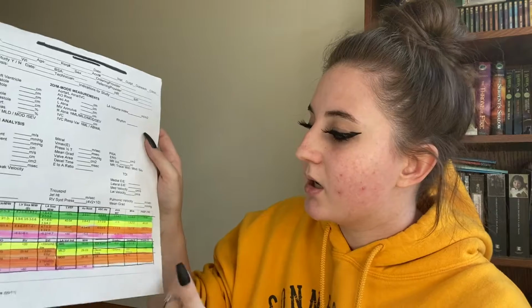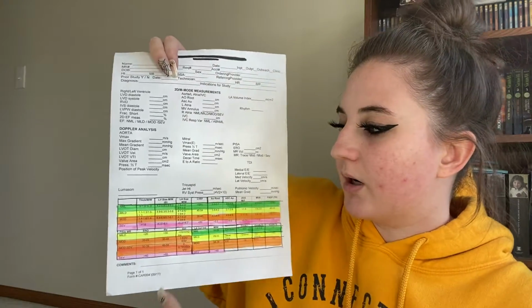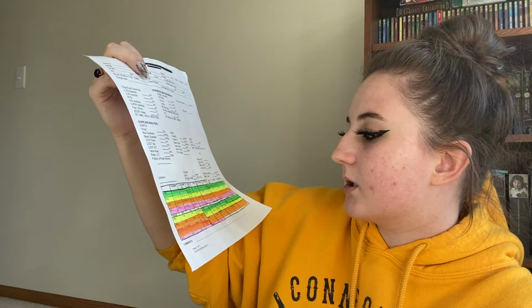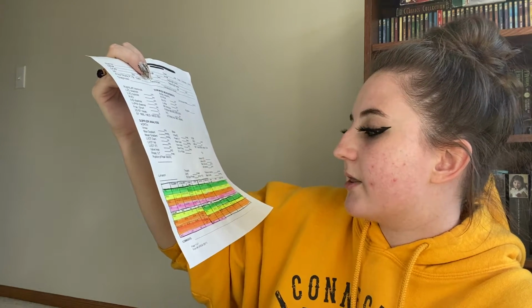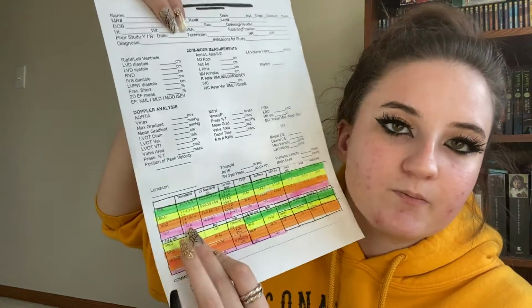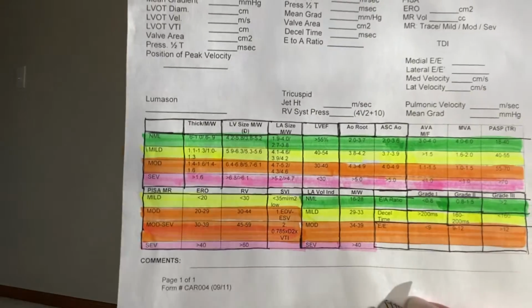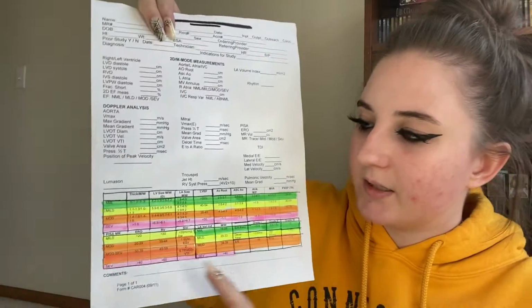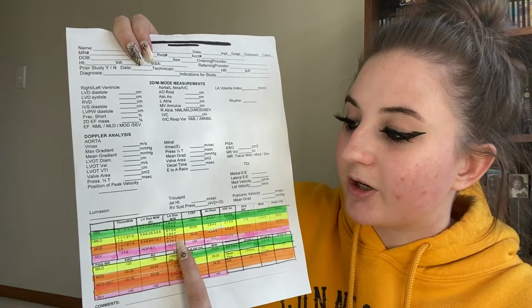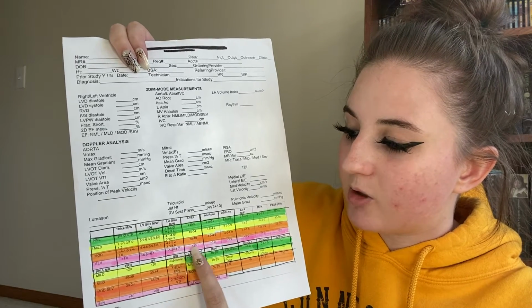The top is more of your normal measurements. It goes from the thickness, which I think is the IVS, your thickness of your IVS for the first one. I'll show you it again. Thickness of your IVS, your LV size for men and women, your LA size for men and women, your EF.